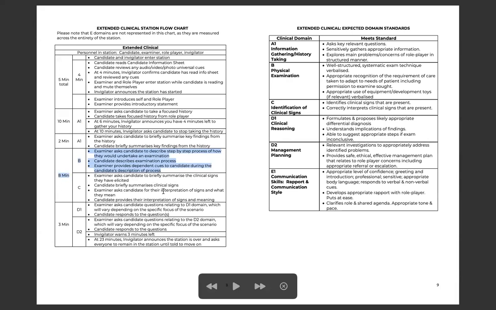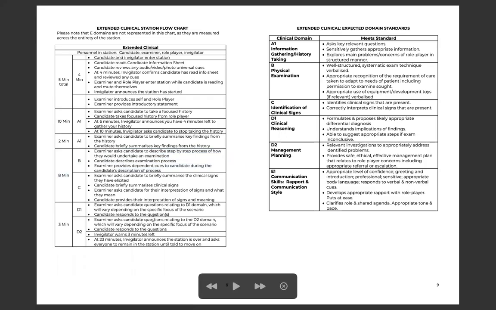Candidate briefly summarizes the clinical signs. Examiner asks the candidates to interpret the signs and what they mean. Candidate provides their interpretation of signs and meanings. Next is examiner asks candidate questions relating to the D1 domain, which will vary depending upon the specific focus of the scenario.